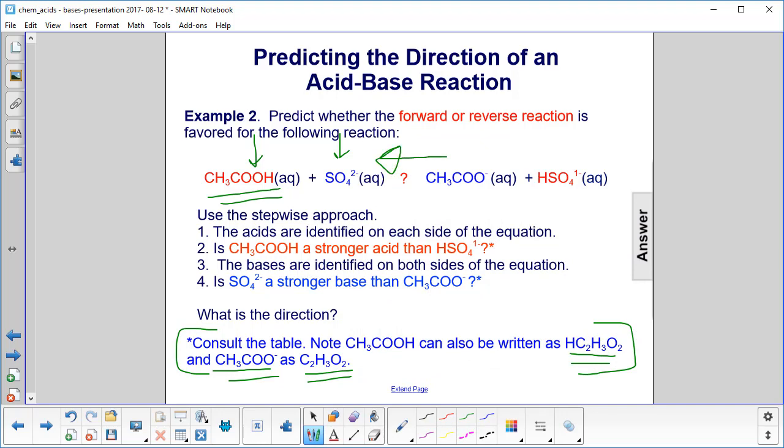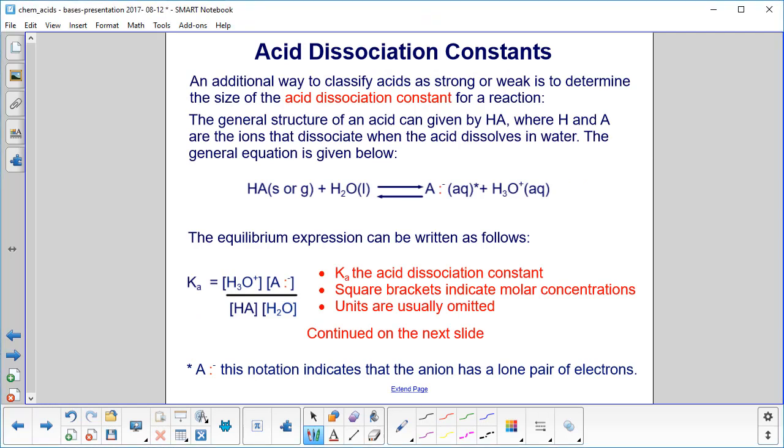It's a reverse reaction. There's another way to classify acids as strong or weak. It involves determining the size of the acid dissociation constant for a reaction. We've already shown the general structure of an acid is this. H and A are the ions that dissociate when the acid dissolves in water. Here's the general equation. And this can either be a solid or a gas. Here's water. This shows that the reaction goes both ways.